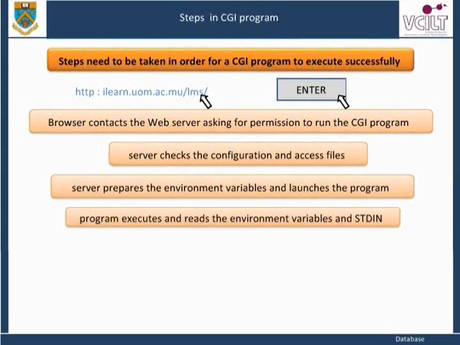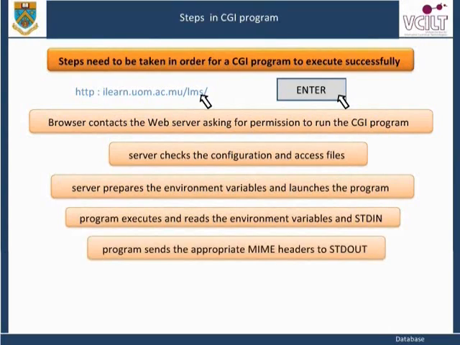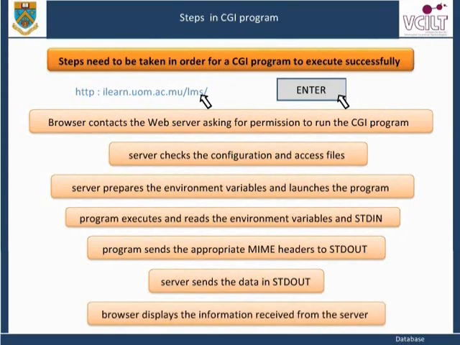The program executes and reads the environment variables and STDIN. The program sends the appropriate MIME headers to stdout, followed by the remainder of the output, and terminates. The server sends the data in stdout, that is, the output from the program's execution, to the browser, and closes the connection. The browser displays the information received from the server.